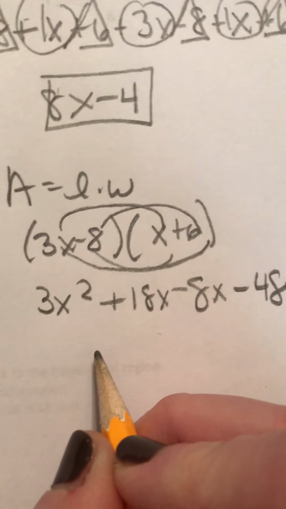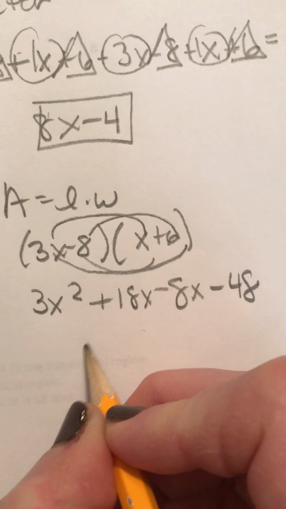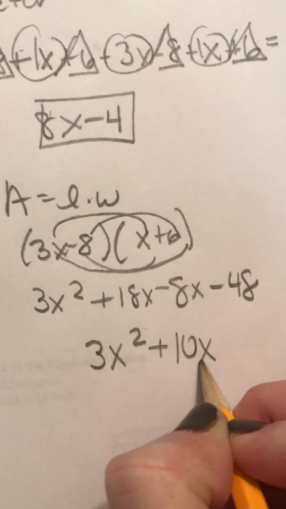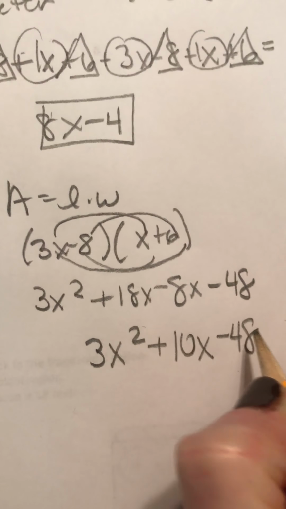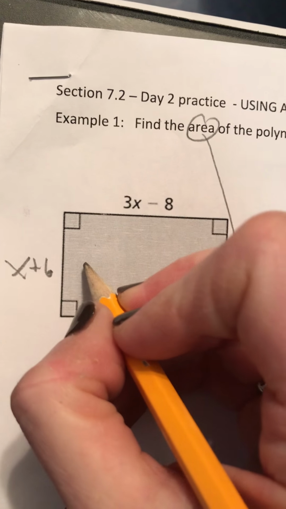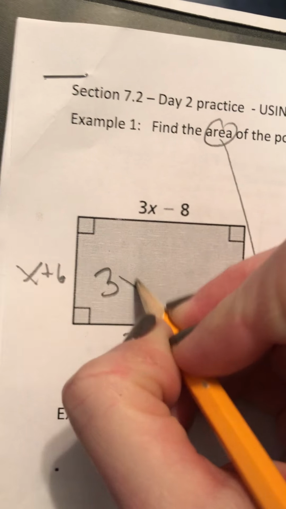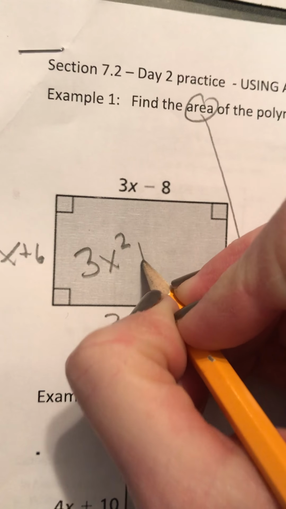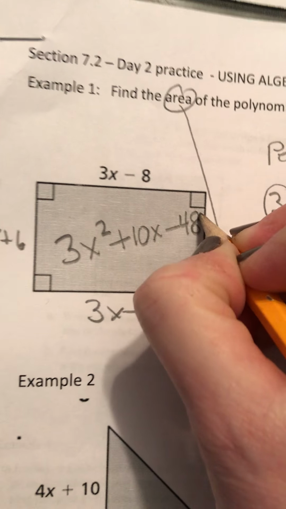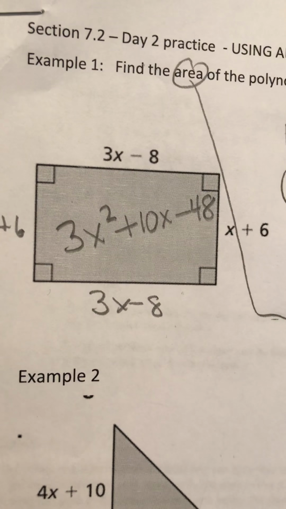And again, when we collect our like terms, we would end up with 3x squared plus 10x minus 48. So that is the area of this figure. I'll put it on the inside. The area is 3x squared plus 10x minus 48, and that is in terms of x.